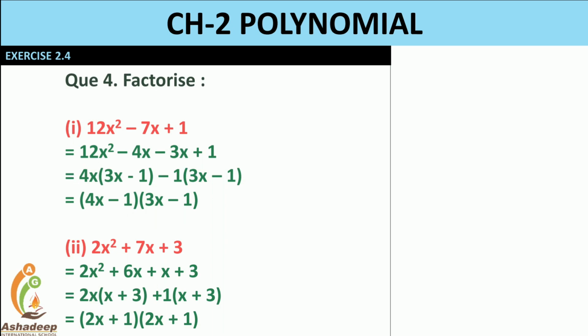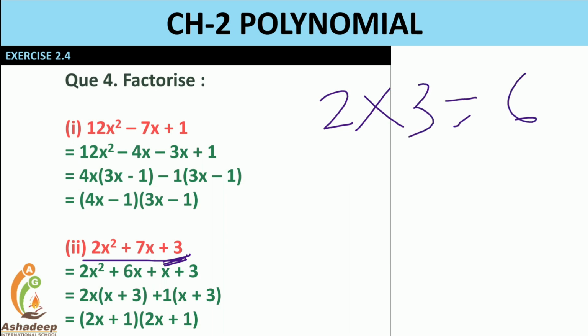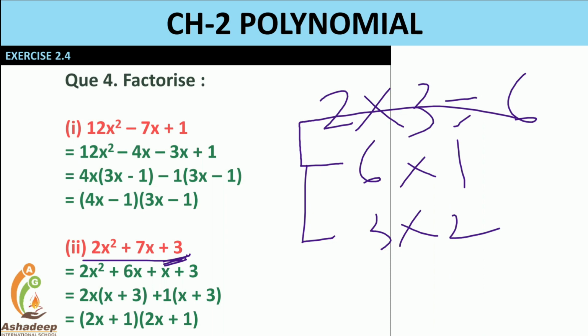Okay. If we don't get this, see another sum. Here a is 2 and c is 3. So 3 twos are 6. Now I have to find the factors of 6: 1 sixes are 6, 2 threes are 6. Now I have to do the addition. Why do we have to do the addition? Because 6 is positive. If 6 becomes negative, then we have to do the subtraction. Simple. Now 6 plus 1 is equal to 7.